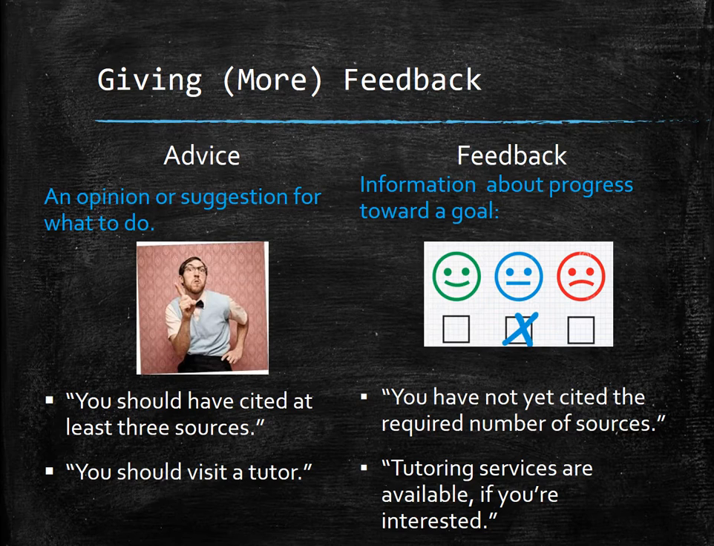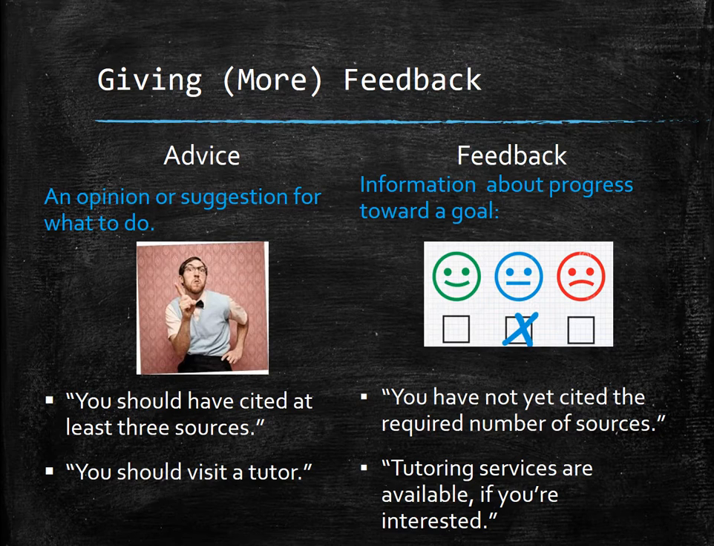Another strategy that is useful in classrooms is to be giving more feedback instead of advice. Sometimes we don't pay a lot of attention to the difference, so often we're giving evaluations and we're giving opinions or suggestions for what students should do instead of giving feedback, which is information about their progress toward a goal. Okay, so we might be saying things like, well, you should have cited at least 3 sources, instead of, well, you haven't yet cited the required number of sources. Or we might be saying something like, well, you should visit a tutor, instead of just pointing out to them the information that tutoring services are available if you're interested, right?